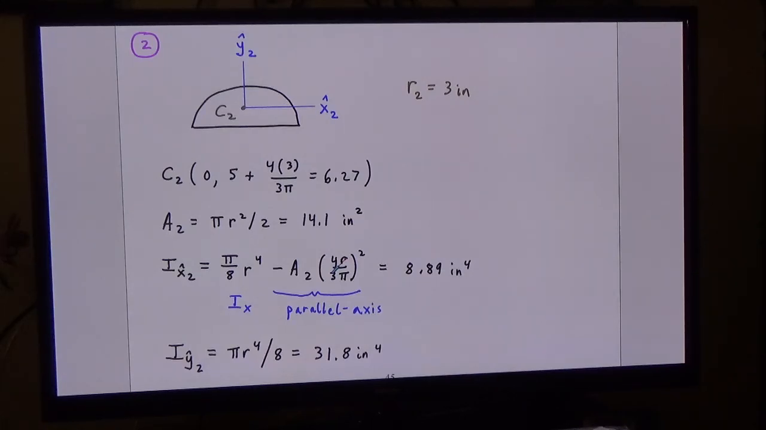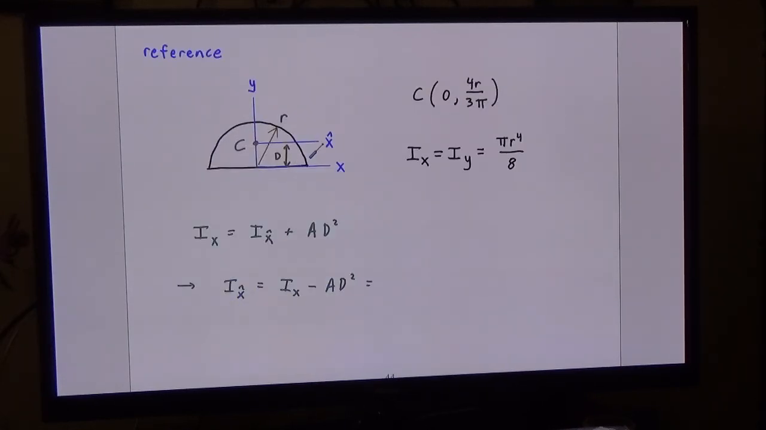So for a semicircle, and there may be a couple other shapes like a quarter circle, if we're not given I about the x-hat axis, we may need to calculate it. And that's the main thing that I wanted to show with this problem. It's a little bit unique for an area like a semicircle.